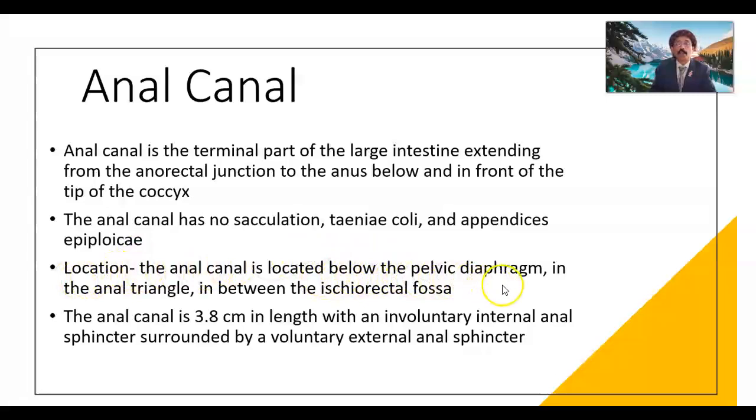Location: the anal canal is located below the pelvic diaphragm, in the anal triangle, in between the ischiorectal fossae. The anal canal is 3.8 cm in length, with an involuntary internal anal sphincter surrounded by a voluntary external anal sphincter. So the internal anal sphincter is a smooth muscle. The external anal sphincter is a skeletal muscle. The internal anal sphincter is innervated by the autonomic nervous system. The external anal sphincter is innervated by the somatic nervous system.